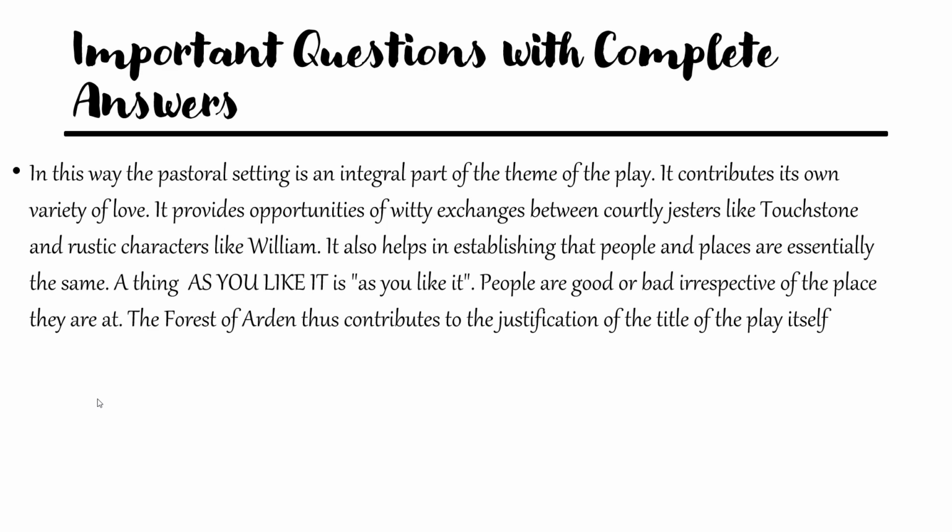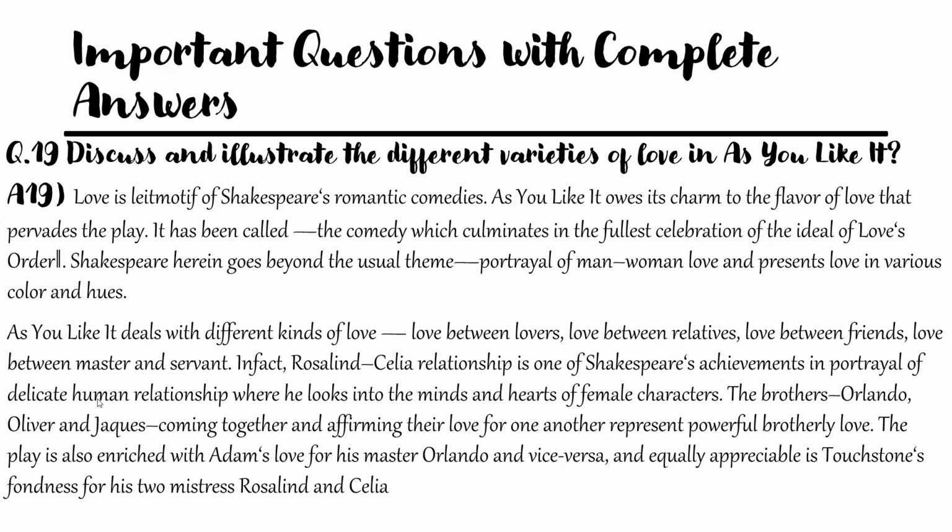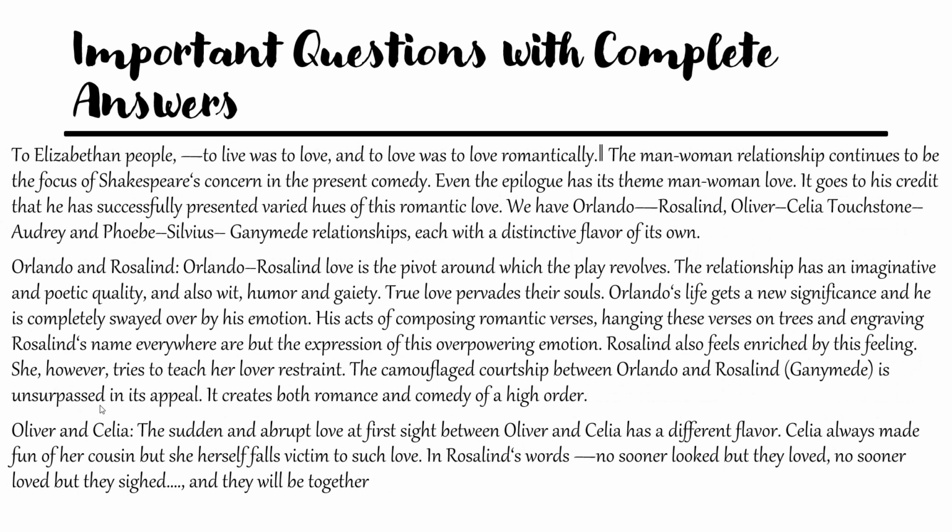And then moving to the next question, we have: discuss and illustrate different varieties of love. Different varieties of love are shown by Shakespeare in his romantic comedy As You Like It, and towards the culmination we see the fullest celebrations of love for Rosalind and Orlando, Celia and Oliver, Touchstone and Audrey, and Sylvius and Phoebe. It's a play written in the Elizabethan age, and to Elizabethan people, to live was to love, and to love was to love romantically.